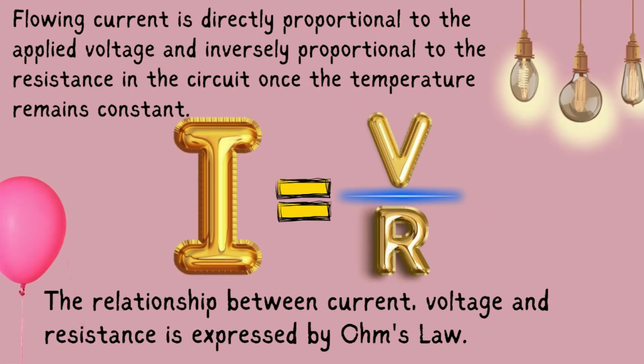Flowing current is directly proportional to the applied voltage and inversely proportional to the resistance in the circuit once the temperature remains constant, where I is equal to V over R, or current is equal to voltage over resistance. The relationship between current, voltage, and resistance is expressed by Ohm's law.